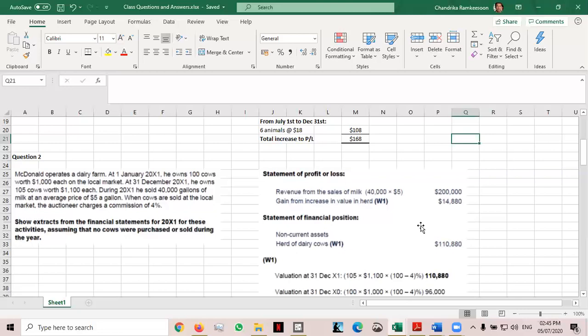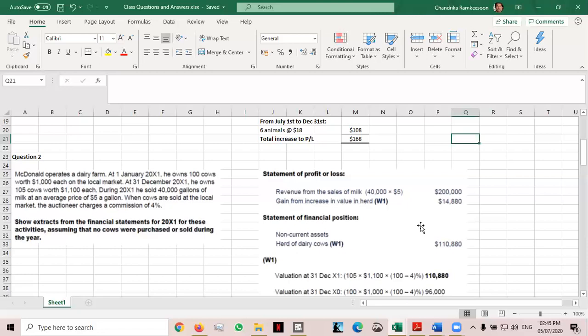That's the fair value because the question states on the local market. At 31st December of the same year, he owns 105 cows now, worth $1,100 each. So an additional 5 cows were acquired. During X1, he sold 40,000 gallons of milk at an average price of $5 a gallon. When cows are sold in the local market, the auctioneer charges a commission of 4%.